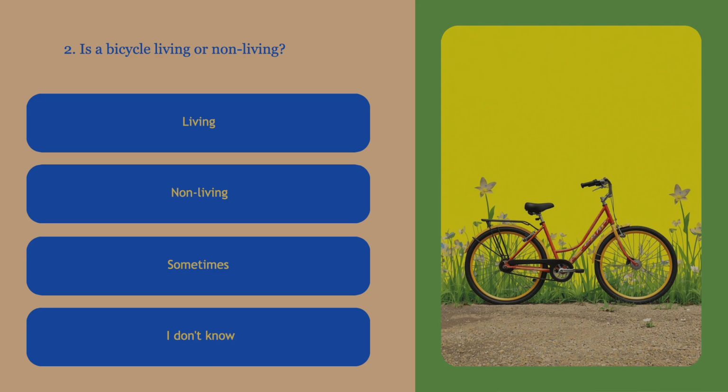Is a bicycle living or non living? Now look at the bicycle. Even though it has wheels and can move, it cannot move by itself. Someone must push it or ride it. It does not grow, it doesn't need food, it doesn't breathe. So, this is a clear example of a non living thing.